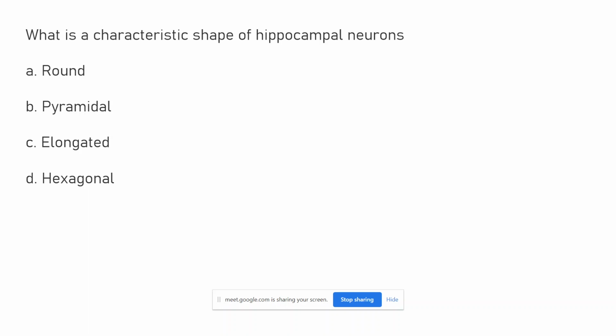So moving to the next question, what is the characteristic shape of hippocampal neurons? There are four options. Is it round, pyramidal, elongated, or hexagonal? So hippocampus, as I mentioned earlier, is involved in memory. So hippocampal neurons are characteristically pyramidal in shape.